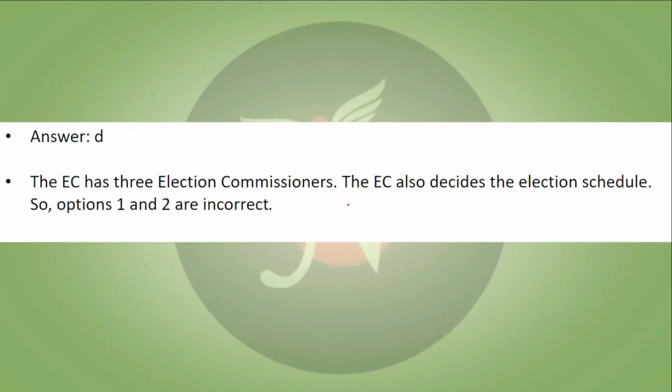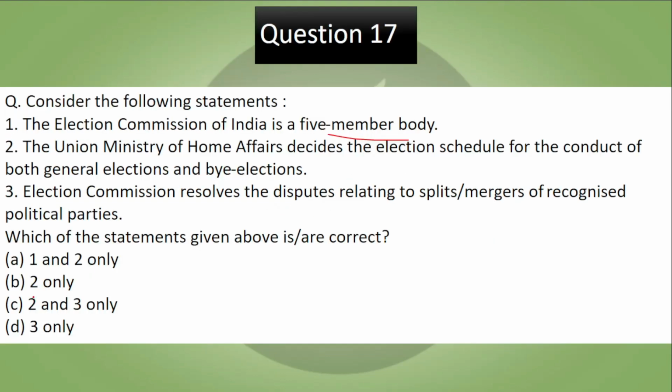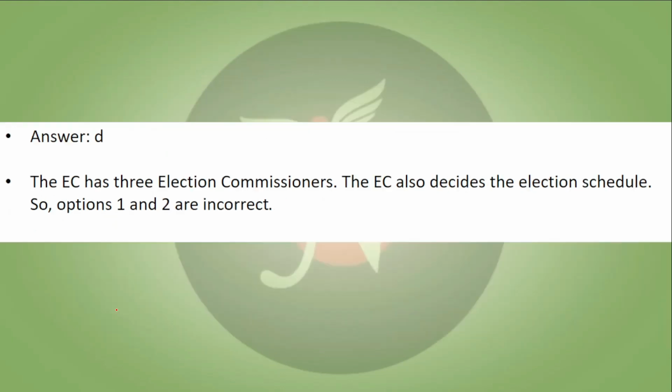So your correct answer to this is D, as it is not a 5-member body, it is a 3-member body. One Chief Election Commissioner and two other Election Commissioners are there. And moreover, the Election Commission decides the schedule for a general election or by-election. So these first two statements are wrong. Your third statement is right. Your correct answer is D.